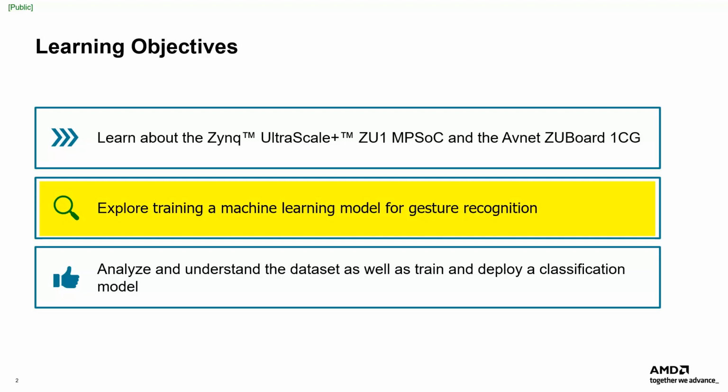We will explore training a machine learning model to recognize sign language. Then, through a series of easy to follow Jupyter notebooks, we will learn to analyze and understand that data set, train a classification model, and deploy it to the ZU board 1CG.